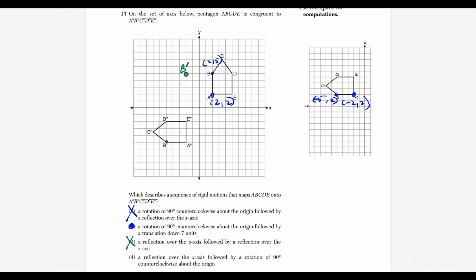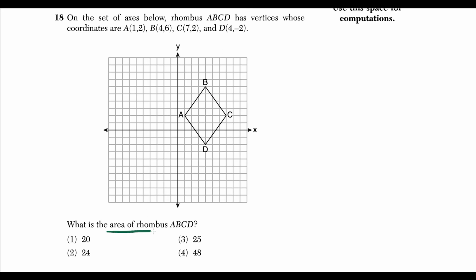And now if we reflect over the x-axis and then rotate 90 degrees counterclockwise about the origin, well, once again, you can see that this is the point negative 5,2. And now if we rotate 90 degrees, this would map to the point negative 2, negative 5. And negative 2, negative 5 would not send B prime to B double prime. It would send it somewhere over here. So that's how I know 4 is out. Definitely choice 2. So for question 18, we want to know the area of this rhombus.